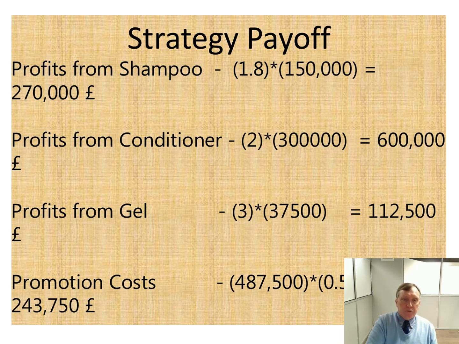So again, profits from the shampoo, profits from the conditioner, the gel, and then the promotion costs, in this case, £243,000. So now, what do we have? We have the information of how many we've sold, the increase in sales for each one of those promotions. So, quick question, easy question, which one is the most profitable?